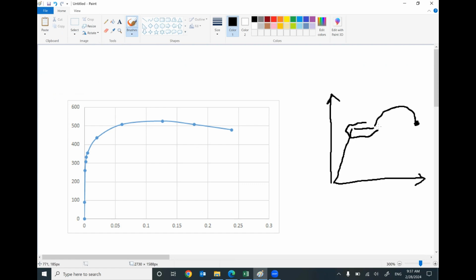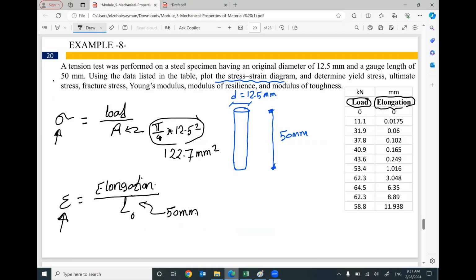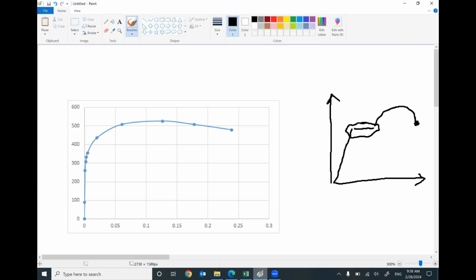We have this indication of the yielding. We don't have this one. So how can I figure out the yielding stress? Because one of the requirements after you draw the stress strain diagram is that we need to figure out the yield stress. In this case, we are going to use the offset method.